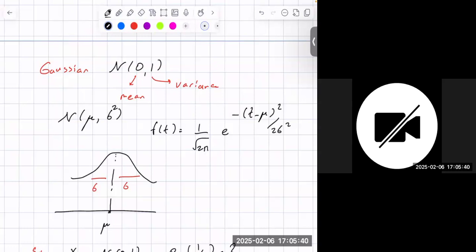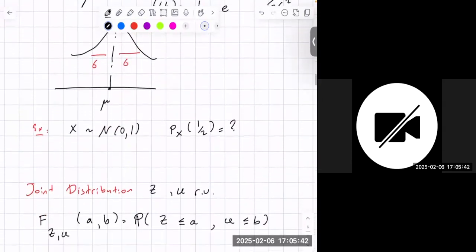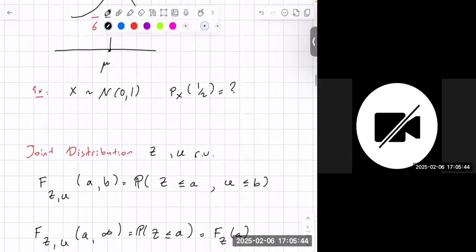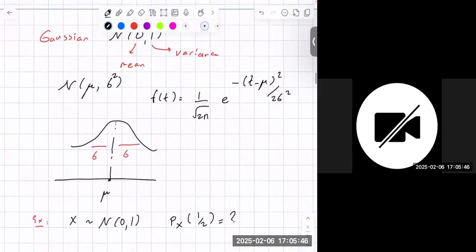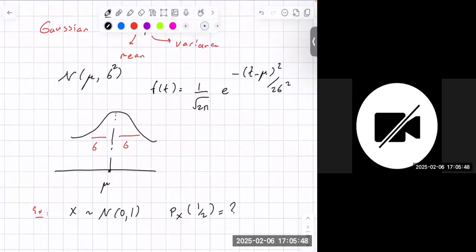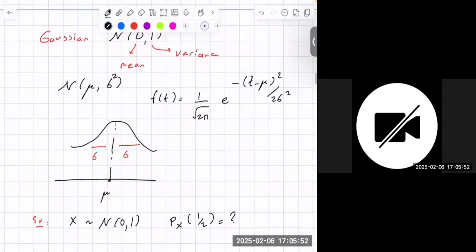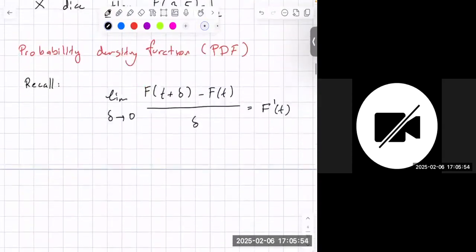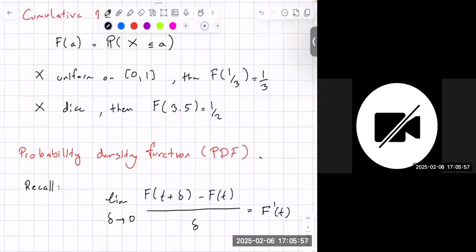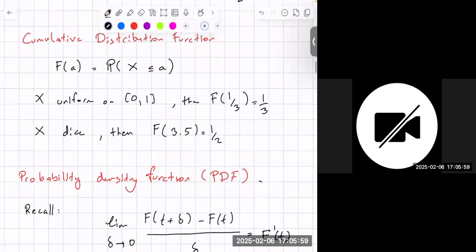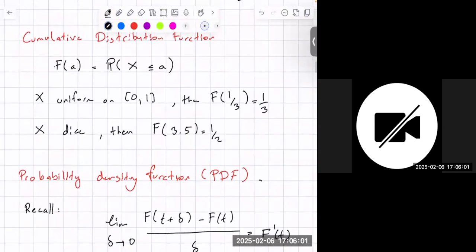This is Gaussian random variable, and it's its density. Yes, exactly, so probability density function. Let me go for it again. Right here, PDF. And that's literally the derivative of cumulative distribution function.